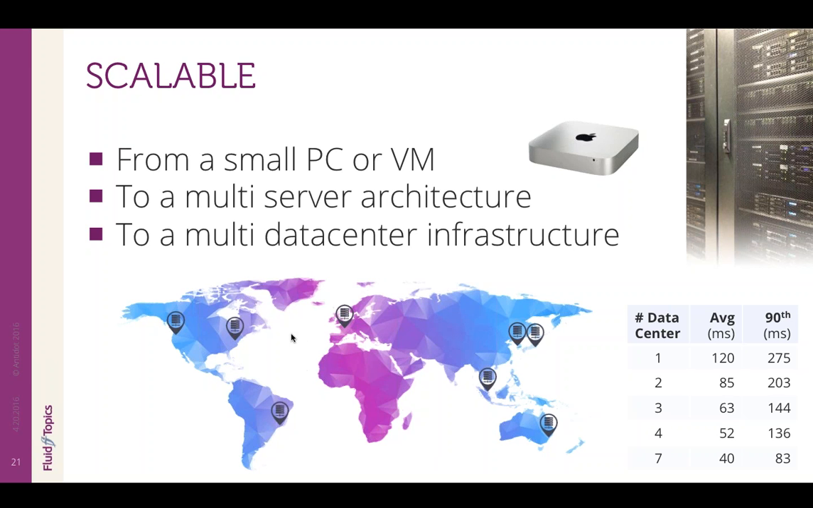Now for the same application, if you deploy it in 2 data centers, the average latency is 85 milliseconds. And for 90% of the queries, it's less than 200 milliseconds. But it means that for 10% of the queries, it's more than 200 milliseconds. And you see the more data centers you add, if you are in 7 data centers, then the average latency is 40 milliseconds, and the 90th percentile is 83 milliseconds.